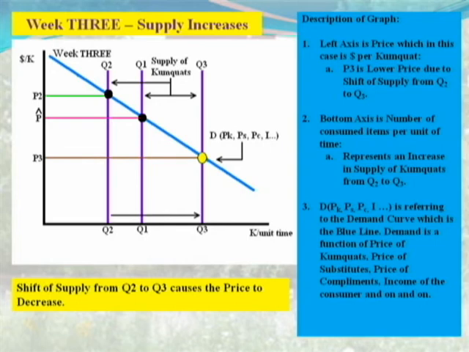Week 3. Supply increases. Description of graph. Left axis is price as usual. Price level 3 is lower price due to shift of supply from quantity level sub 2 to quantity level sub 3.